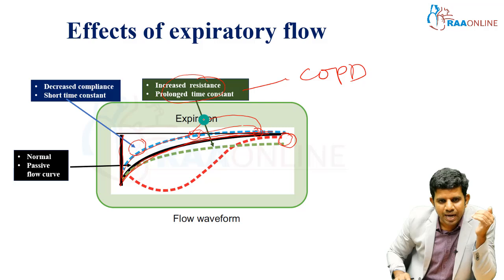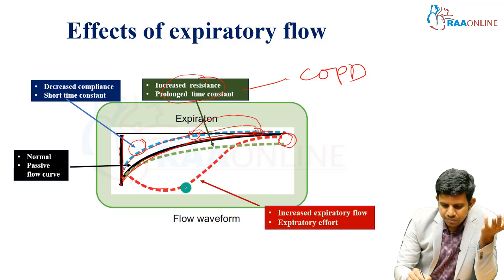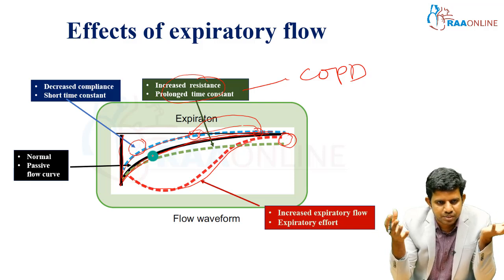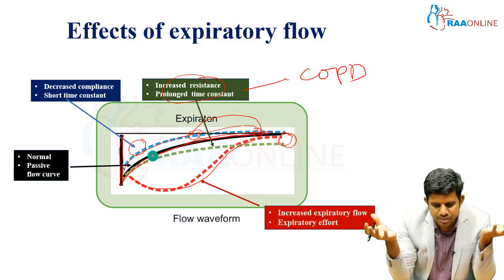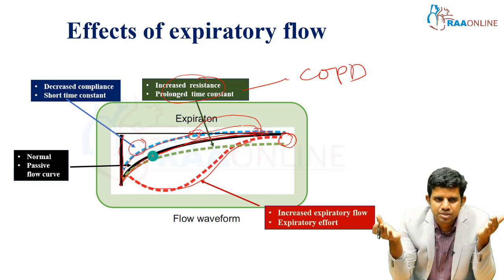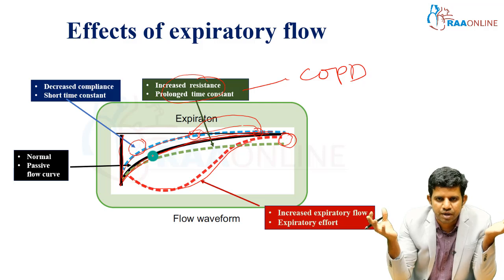Sometimes the patient will have active expiration, and the waveform will be completely altered. Then you cannot know whether there is decreased compliance or a prolonged time constant. We don't know whether it's decreased compliance or increased resistance. If the patient has no active expiratory effort, we can know from the expiratory flow waveform whether it is increased resistance or decreased compliance, irrespective of pressure control or volume control.